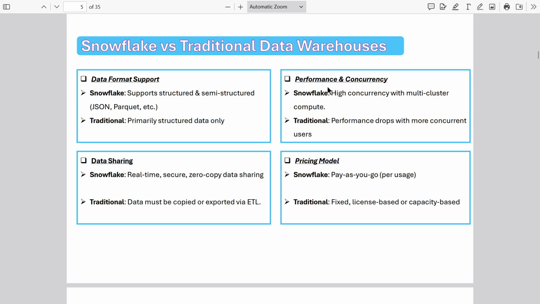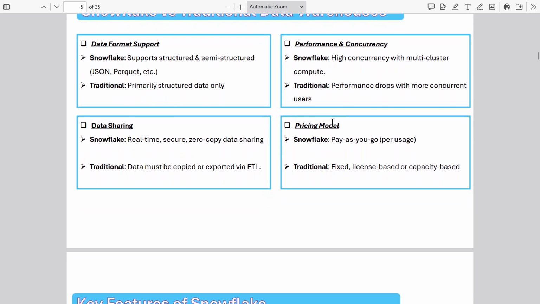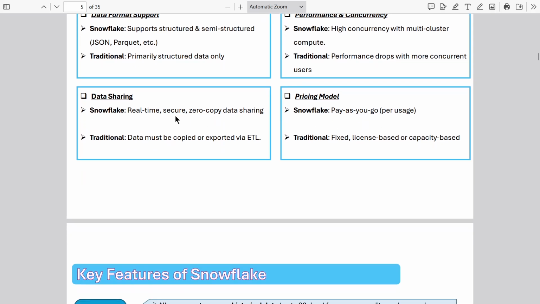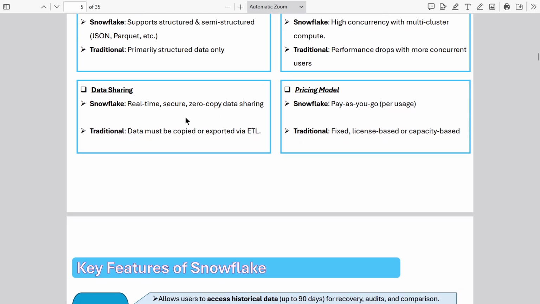And performance and concurrency: Snowflake has high concurrency with multi-cluster compute. In traditional databases, performance drops with more concurrent users. And data sharing: in Snowflake, real-time data sharing can happen, secure and zero copy data sharing. But in traditional databases, data must be copied or exported by ETL. Export, transport, and load, what is the full form? Yeah, ETL.